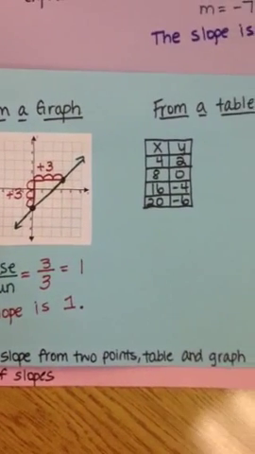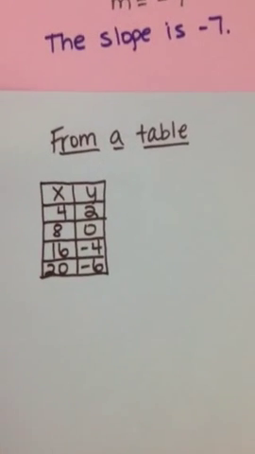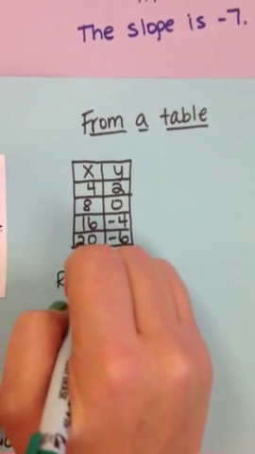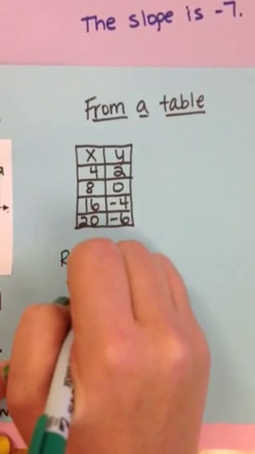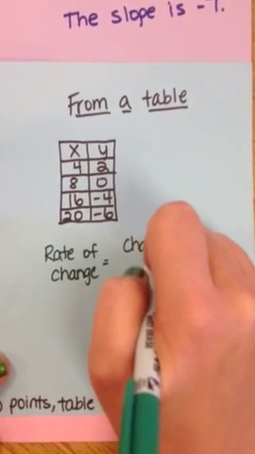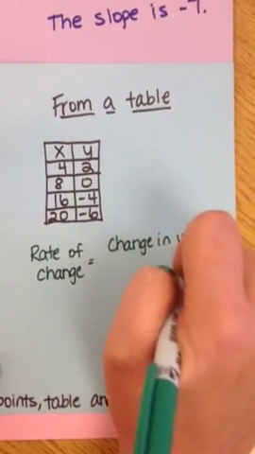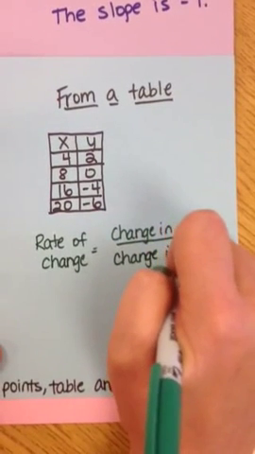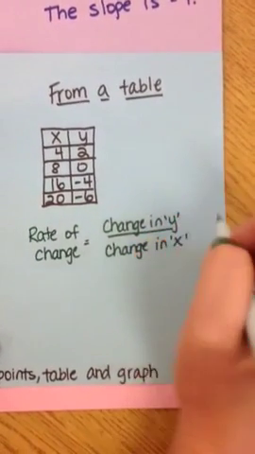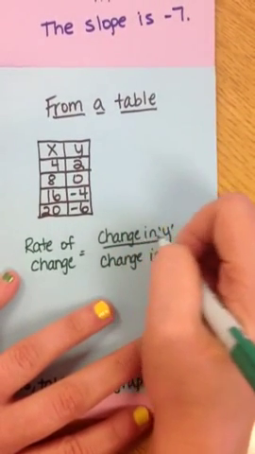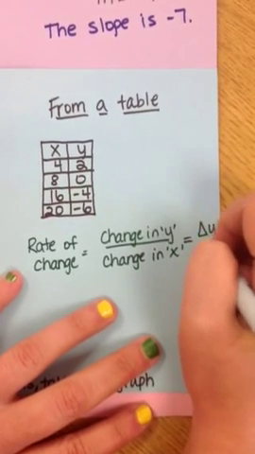Now, let's look at slope from a table. When finding slope of a table, we're going to use what we call rate of change. Rate of change is the change in y divided by the change in x. Okay, and how we simplify change in is a triangle.